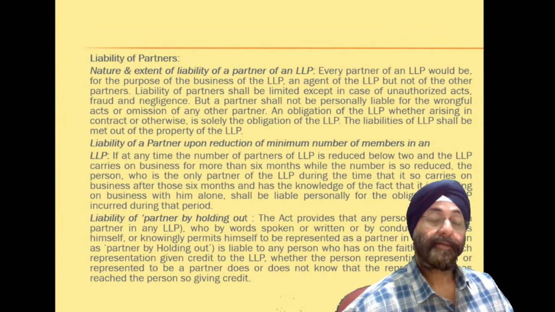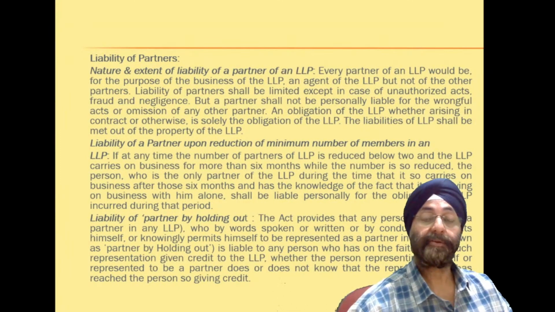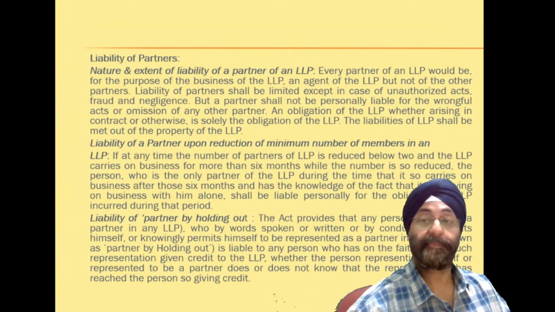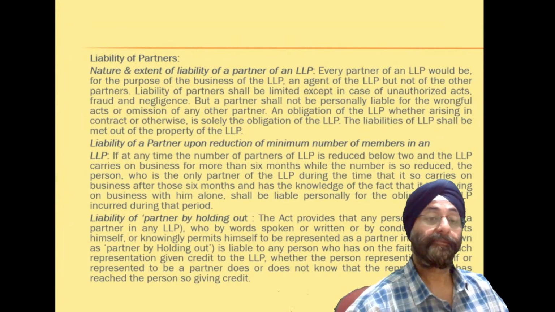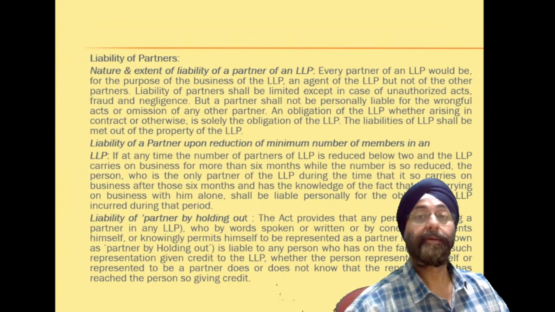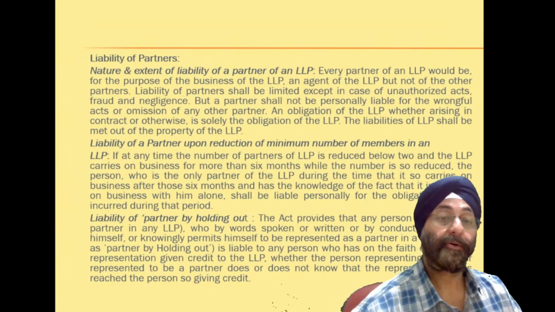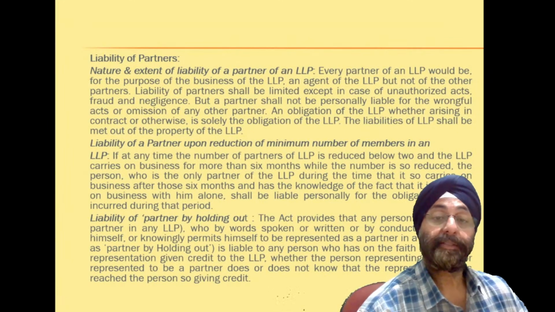Liabilities of the partners within the LLP: the nature and the extent of liability of the partners of an LLP. Every partner of an LLP would be, for the purpose of the business of the LLP, an agent of the LLP, but not of the other partner. Liability of the partner shall be limited except in the case of unauthorized act, fraud, and negligence. But a partner shall not be personally liable for the wrongful act or the omission of any other partner.